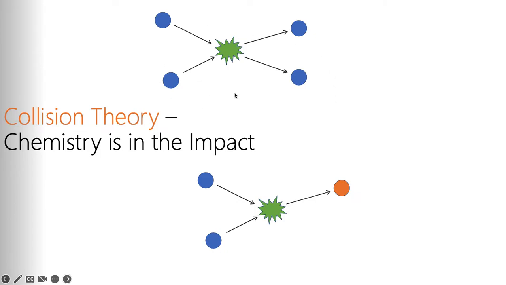That's the first part. The second criteria is that these molecules have to have enough energy in the form of kinetic energy, so they have to be moving fast enough that when they collide with each other, they overcome those repulsive forces, and as they combine with each other, they will form new bonds. Okay, so there's the two criteria from the collision theory.